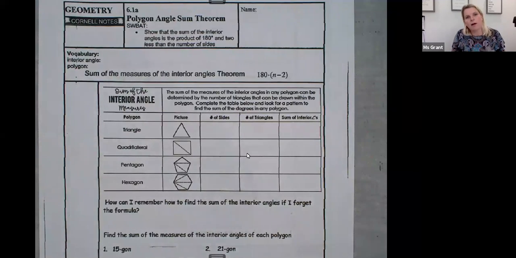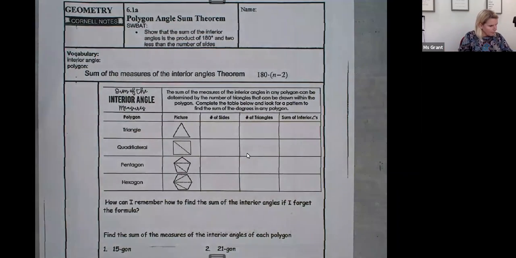So today we are on chapter 6. We are talking about inside of a shape, what do the angles add up to? So what's the sum of adding up every single angle inside? What would it add up to?